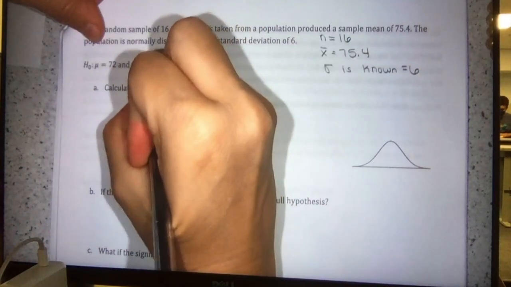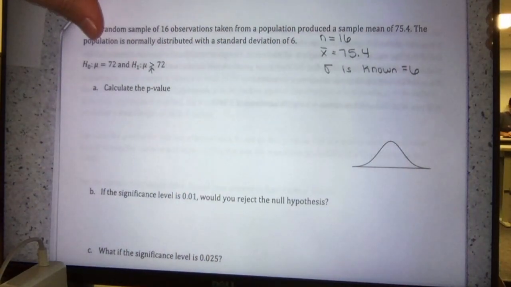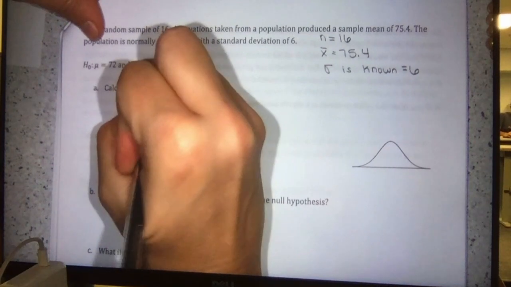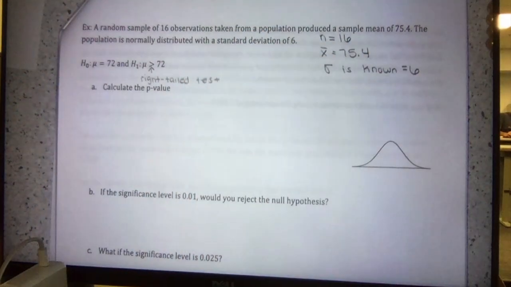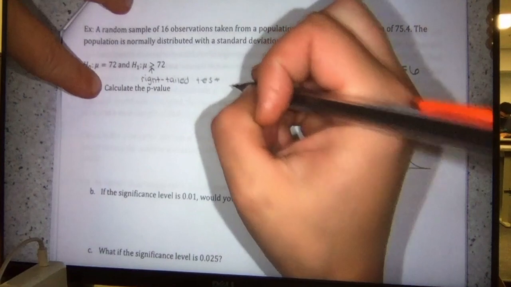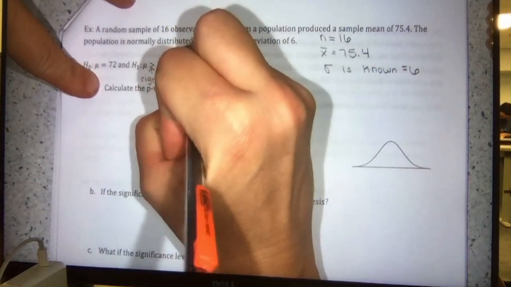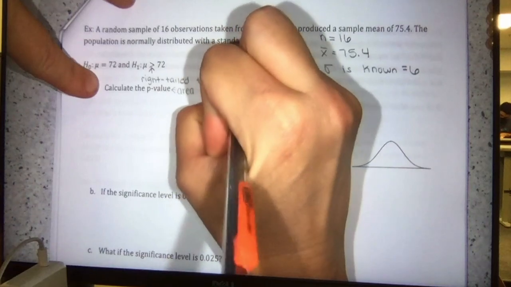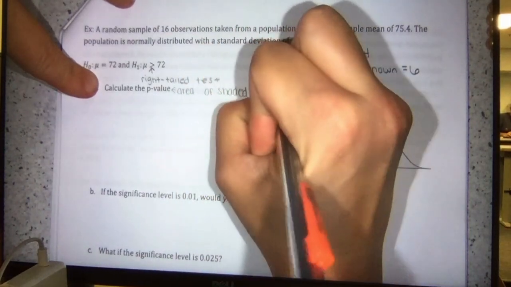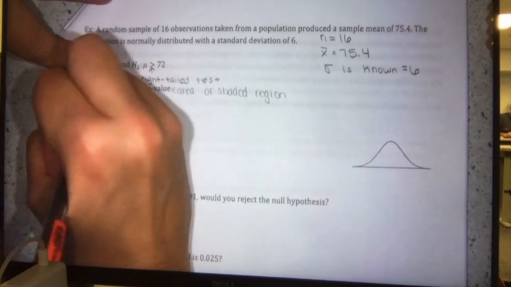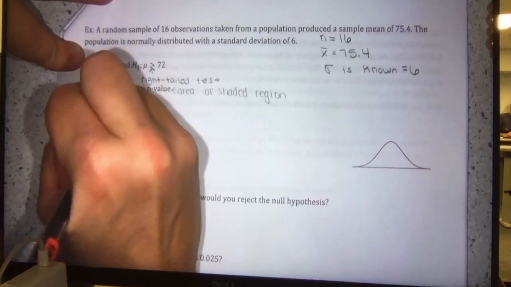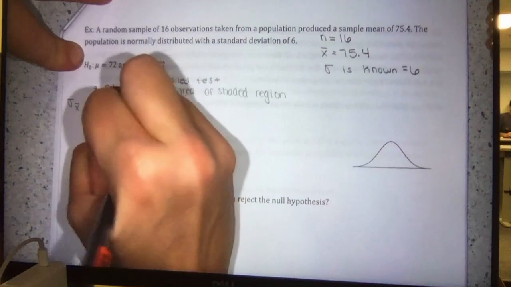Our alternative hypothesis says greater than. It's pointing to the right, so we know we're going to have a right tail test. And it asks us to calculate the p-value. Remember, the p-value is the area of our shaded region. So first we need to find our sampling standard deviation, which is our population standard deviation over the square root of n. So 6 over the square root of 16.